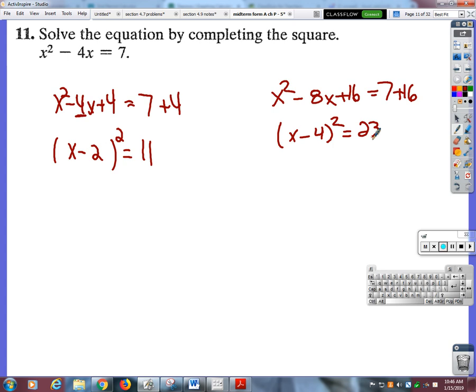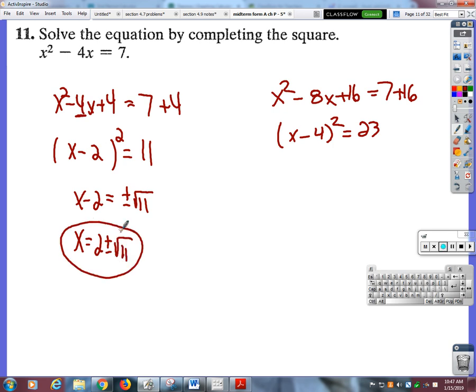Okay, the reason why this is a handy problem-solving method is because now, how do I solve this for x? Square root both sides. So the square root of this is x minus 2. The square root of 11 is plus or minus the square root of 11. And then how do I get the negative 2 over there? Yep, add 2 to both sides. So 2 plus or minus square root of 11.